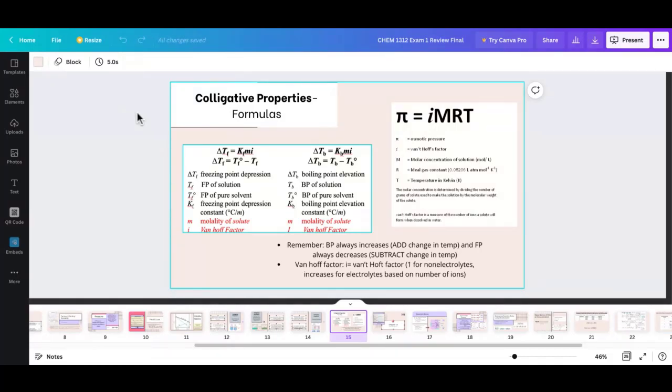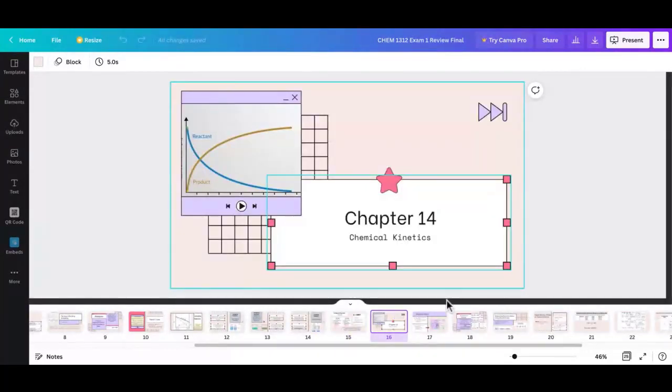A couple of things to keep in mind as well: for the change in temperature of the freezing point and the boiling point, there's going to be small m, which is molality, versus osmotic pressure on the right, which is going to be big M, which is molarity. Okay, so that will be it for chapter 13. Now we're going to move on to chapter 14, which is chemical kinetics.